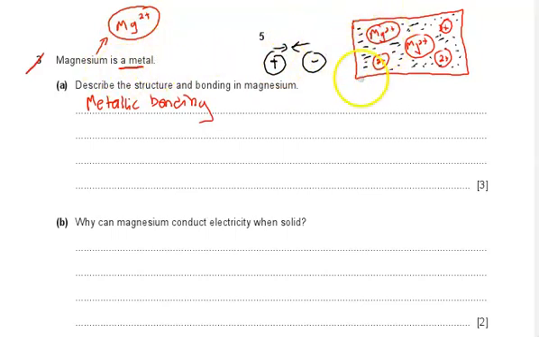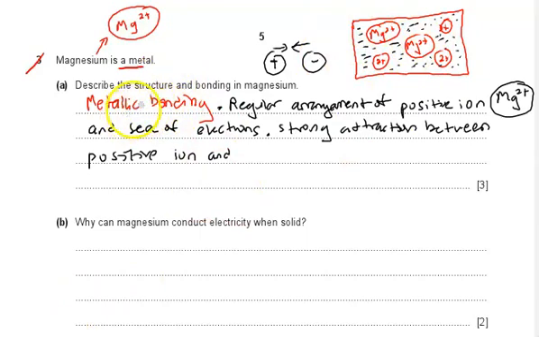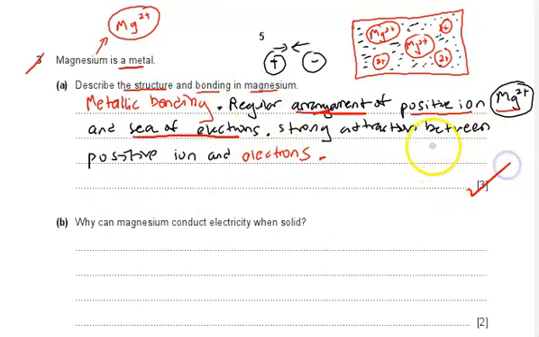So this is basically metallic bonding. Let me write it down here. You have metallic bonding: a regular arrangement of positive ions, the cation magnesium 2 positive, and a sea of electrons, having a strong attraction between the positive ions and electrons. So this is your answer for describe the structure and bonding in magnesium. This is 3 marks. Now let us scroll down.